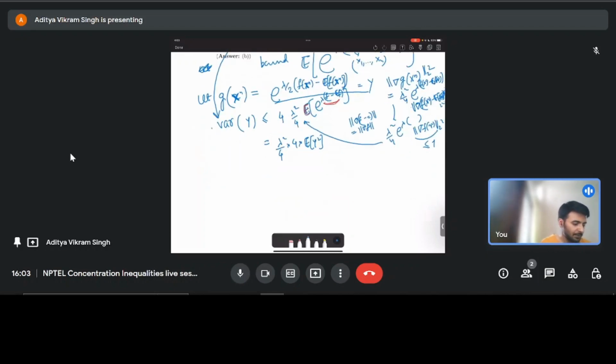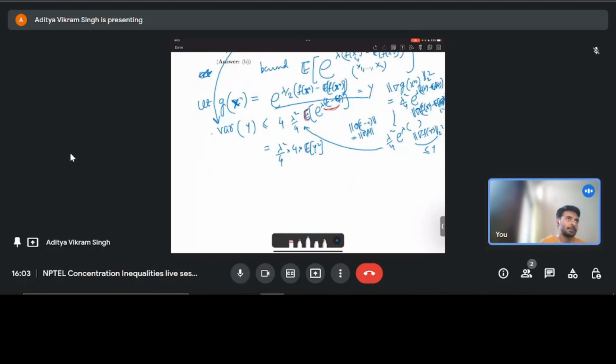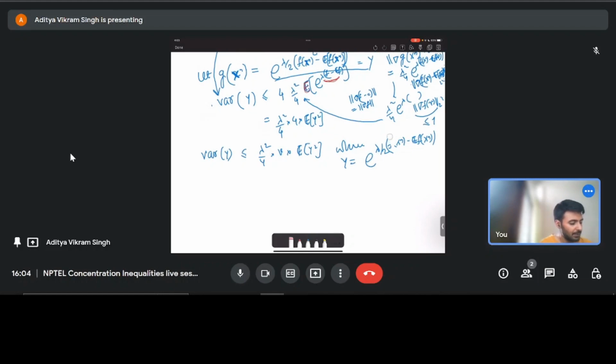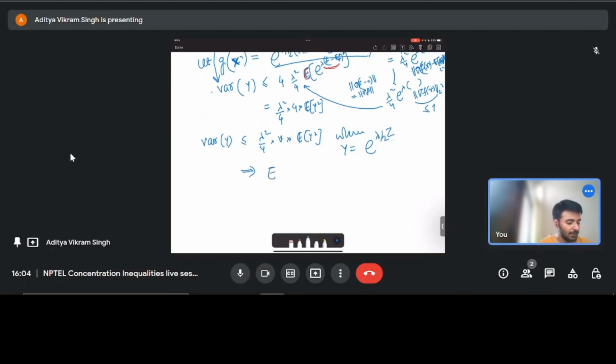Now again, in last week's last lecture, we saw that if you have this kind of condition, that the variance of y is less than or equal to lambda square by 4 times v times the expected value of y square, where y is this, then this implies that the expected value of lambda z is less than or equal to the expected value of 1 by root v z, which is less than or equal to 16 by 9, which is less than or equal to 2.